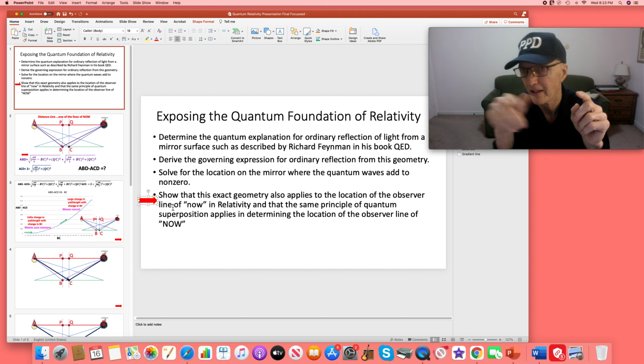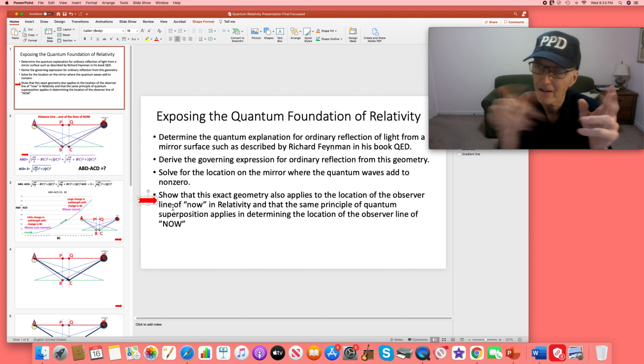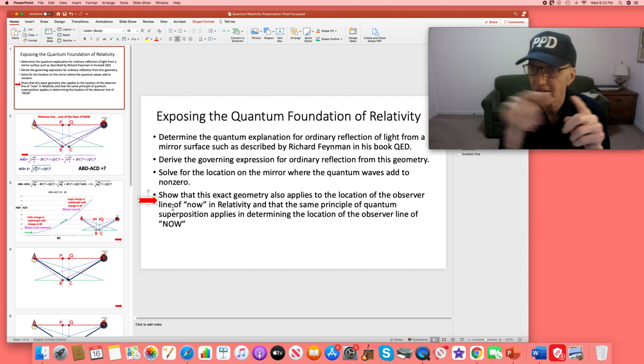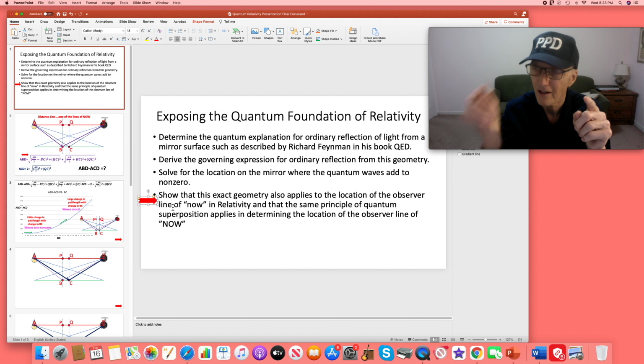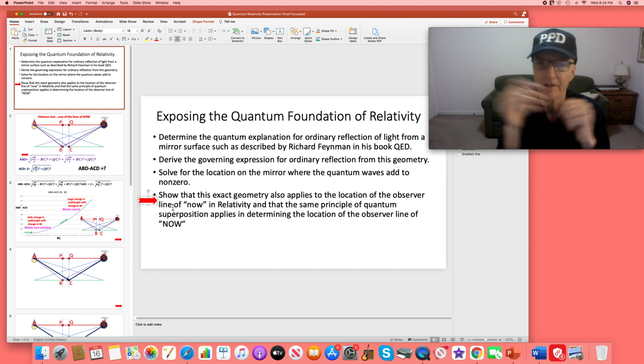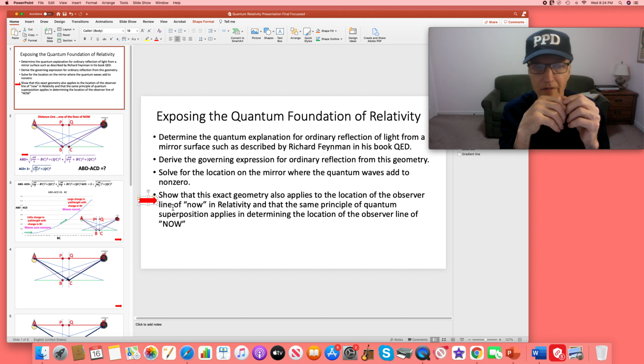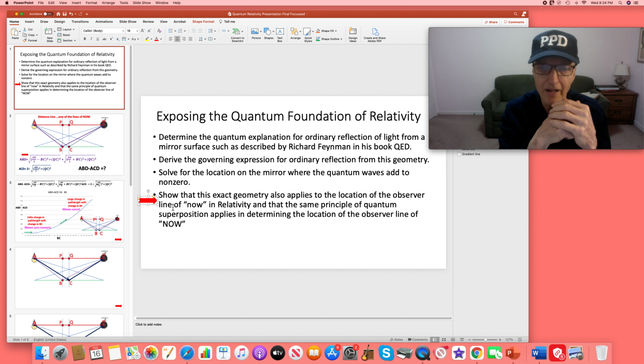And you might have to calculate it using light waves, whatever. But when he makes that calculation, he draws a line, says, this is the line of the time when now, at this point, is now that time over there, right? So the line of now. So show that this exact geometry also applies to the location of the observer's line of now in relativity, and that the same principle of quantum superposition applies in determining the location of the observer's line of now.